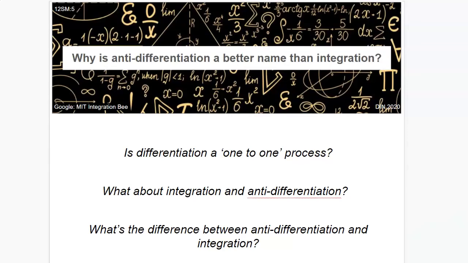Hi students, how exciting, a new inquiry, a new unit, a new chapter. So 5.1, and the big question we're going to consider is, why is anti-differentiation a better name than integration?